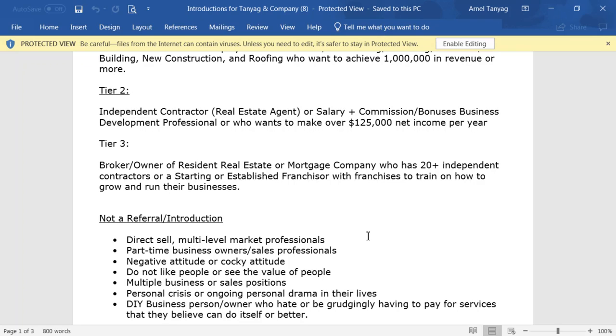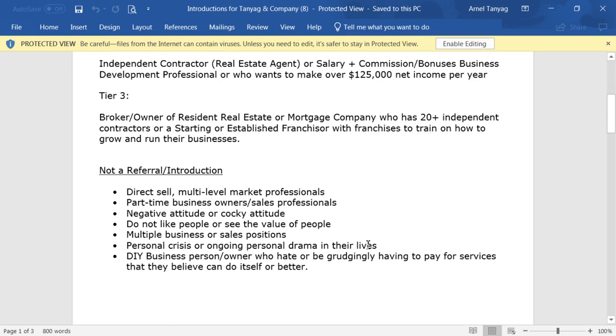And then the other one is a do-it-yourself business owner, or a person who hates or begrudgingly has to pay for a service they believe they can do themselves or better. That's not a good referral for me because they're high maintenance and they already believe they know the answers, and they're not going to see the value in what I have to offer. They'll get the information, but they won't provide any value in exchange because they believe they should have done it themselves, and they'll be a pain in the butt. So those are not good referrals.